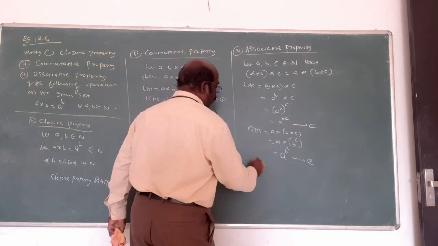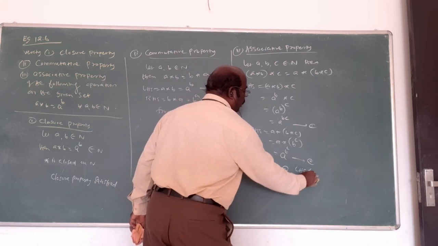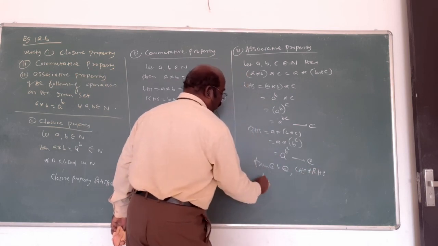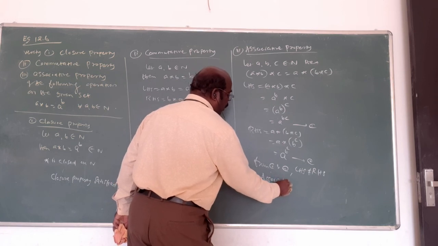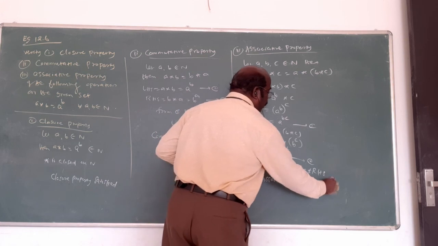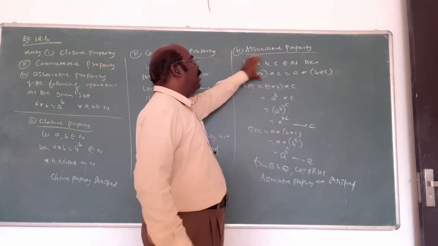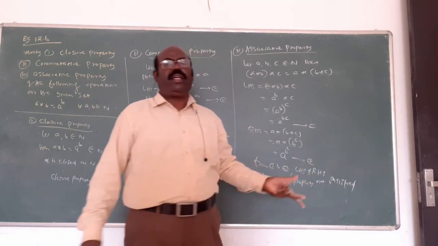Therefore, from 1 and 2, LHS is not equal to RHS. Therefore, the associative property is also not satisfied. Associative property not satisfied. This is a formula. I want to verify: not equal. That's why it is not satisfied.